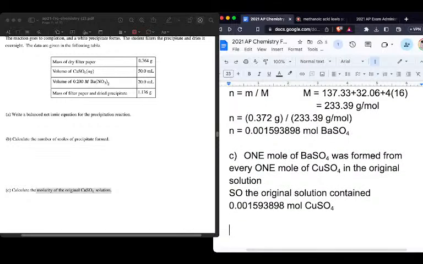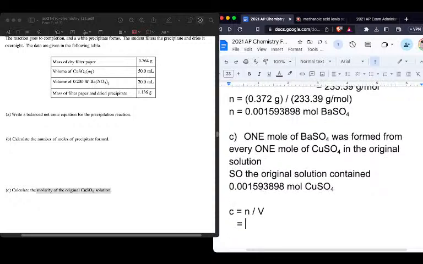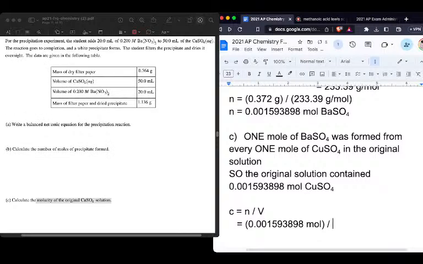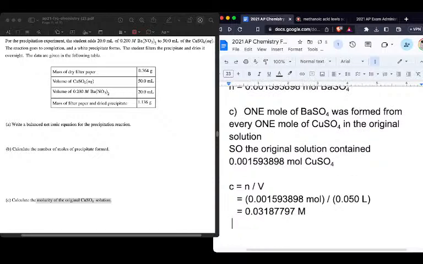Now they want the molarity, which is concentration. That's moles divided by liters. We have the number of moles, 0.001593898. Do we have the liters of the original solution? Yes, 50 milliliters. That's 0.050 liters. Please convert to liters for molarity. If you divide by 50, I can't help you. You'll get the wrong answer. 0.031877797 moles per liter. And officially, we need sig figs here.